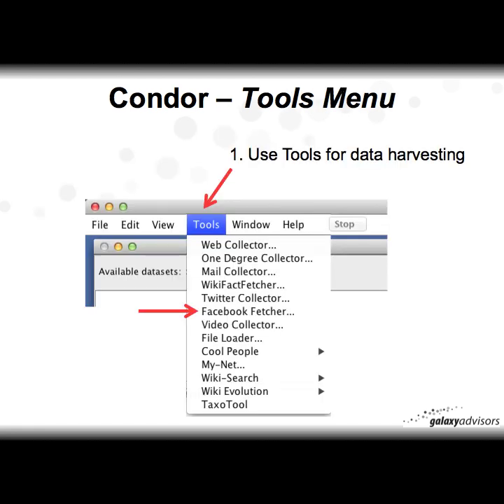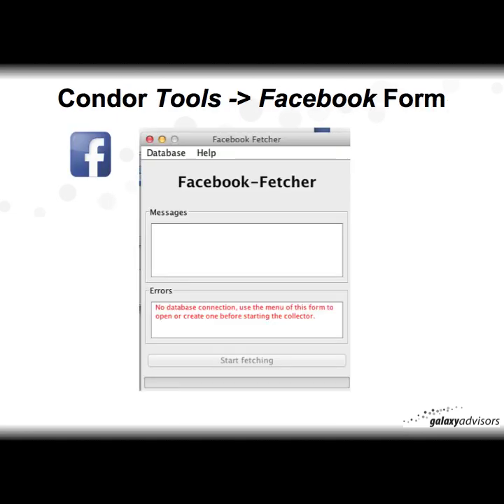So let's begin. Click on Tools, and then scroll down and click on the Facebook Fetcher selection. You'll then have the Facebook form open. The form really is one of the simplest in Condor. In the upper left corner, you have the database and help, and then in the lower right, the only real command, start fetching. And in the middle are messages that tell you the process of fetching and any errors that might display.